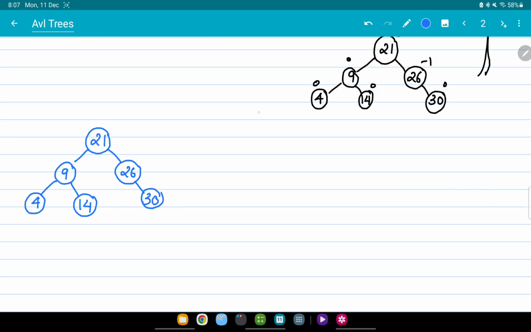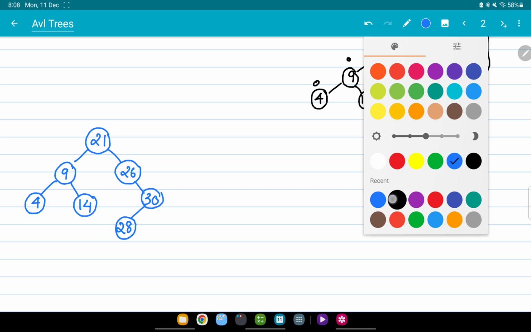Now this was our tree, which I just wrote once again, and we are supposed to insert 28. So 28 is greater than 21, it will come on the right side. It is greater than 26 as well, it will come on to the right side of 26. But it is less than 30, so it will come on to the left side of 30. So this is how I have inserted my 28.